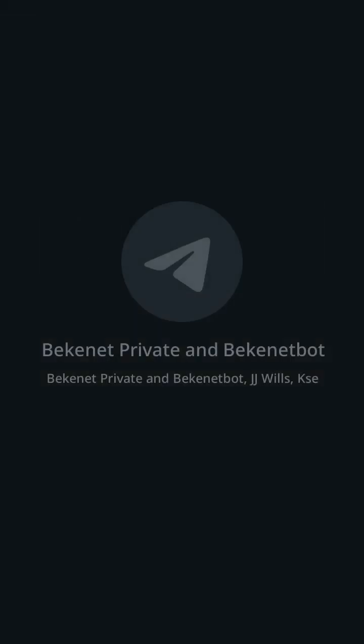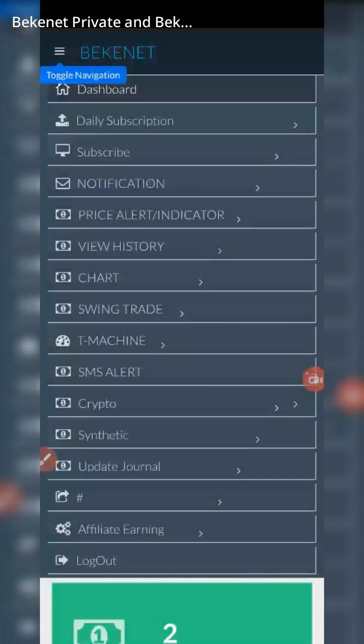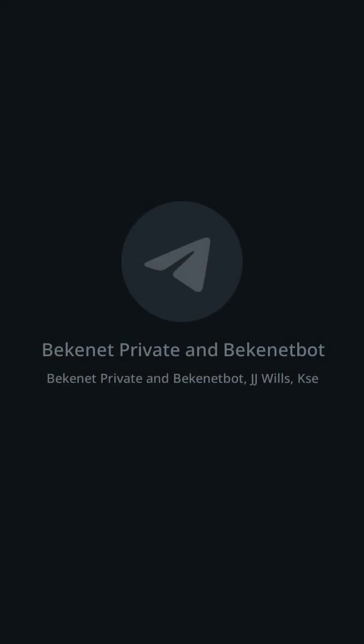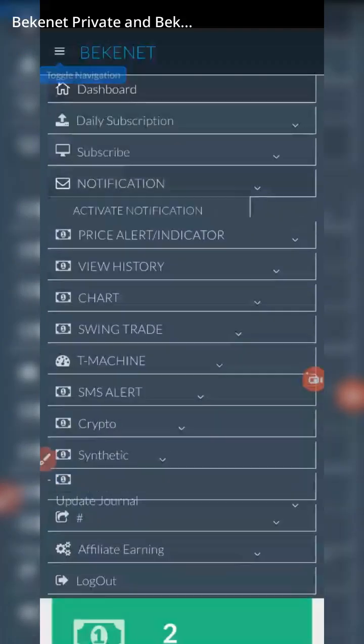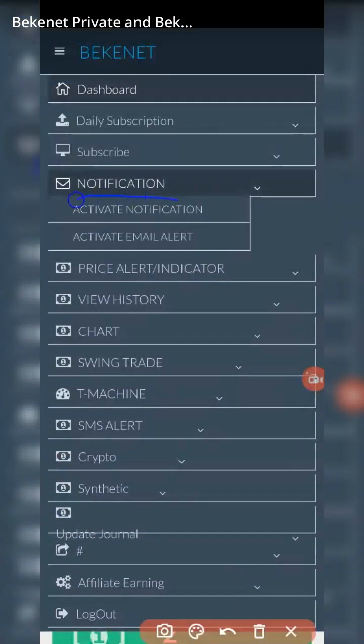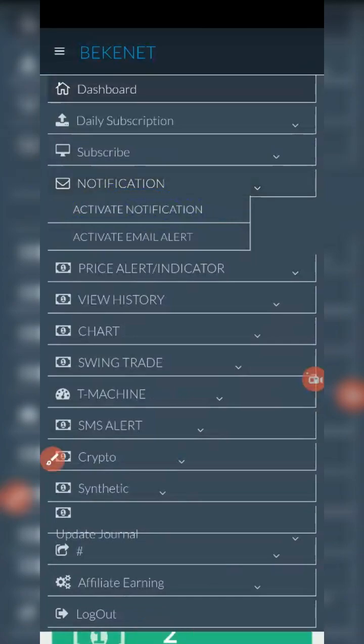So just click on your menu for the notification for device. This notification for device is free. You don't need to pay any money. You understand? It's coming directly from our server. All you need to do is click on this notification, click on the top one, activate notification. Just click on it. A menu is going to pop up.